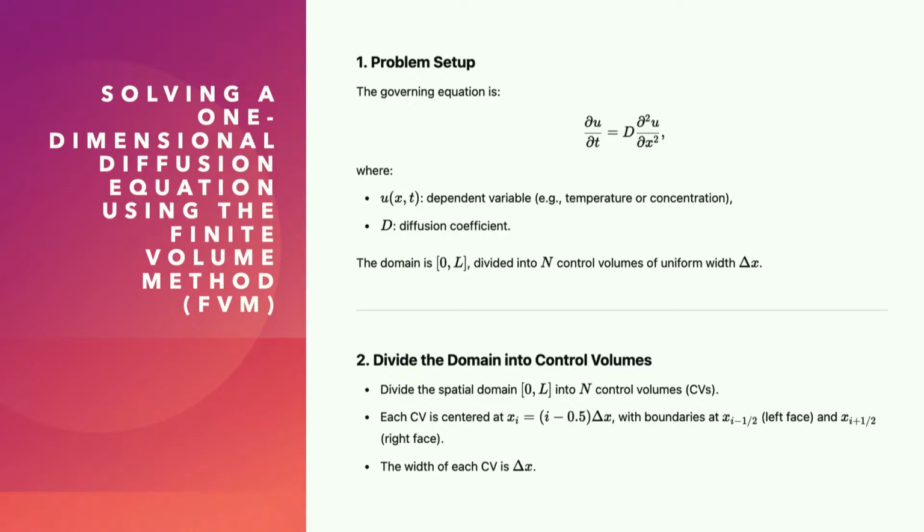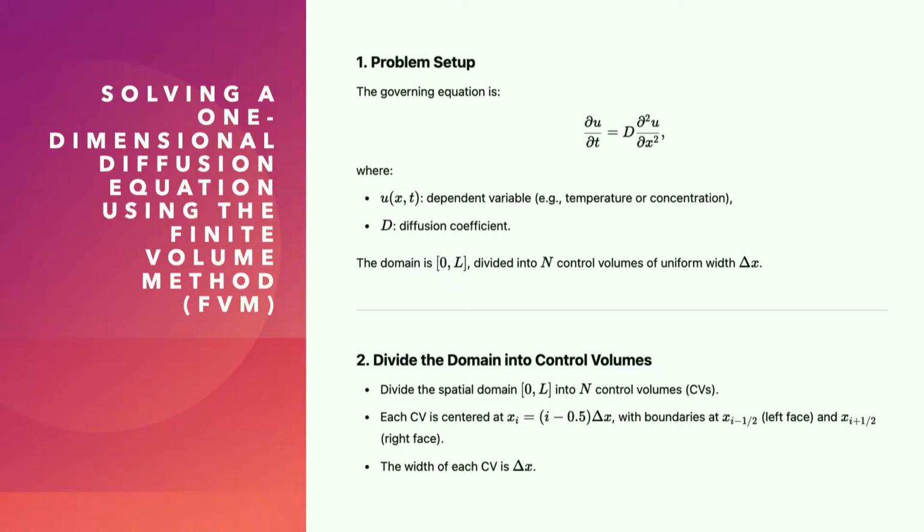So this is the one-dimensional diffusion equation. Here U is the dependent variable. It can be temperature or concentration or anything, and D is the diffusion coefficient. Based on this D value, it will diffuse. If it is small, it diffuses less. If it is higher, it diffuses more, okay?